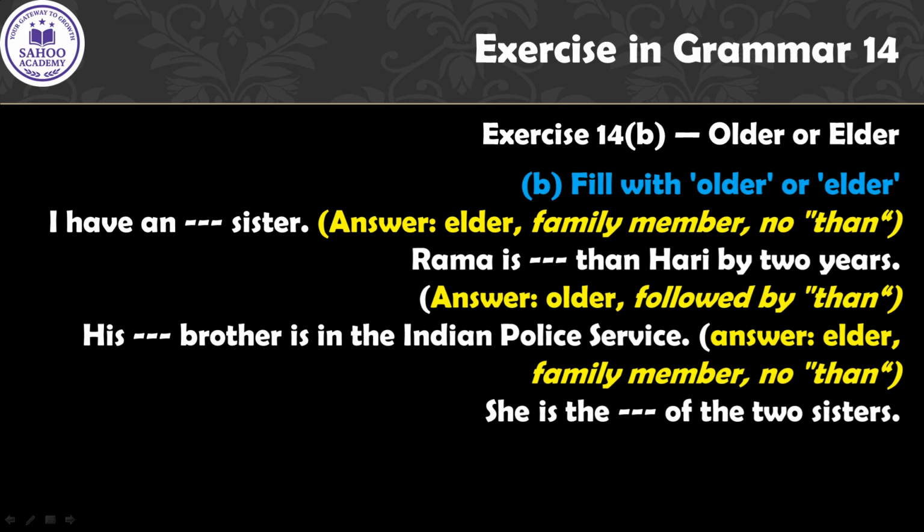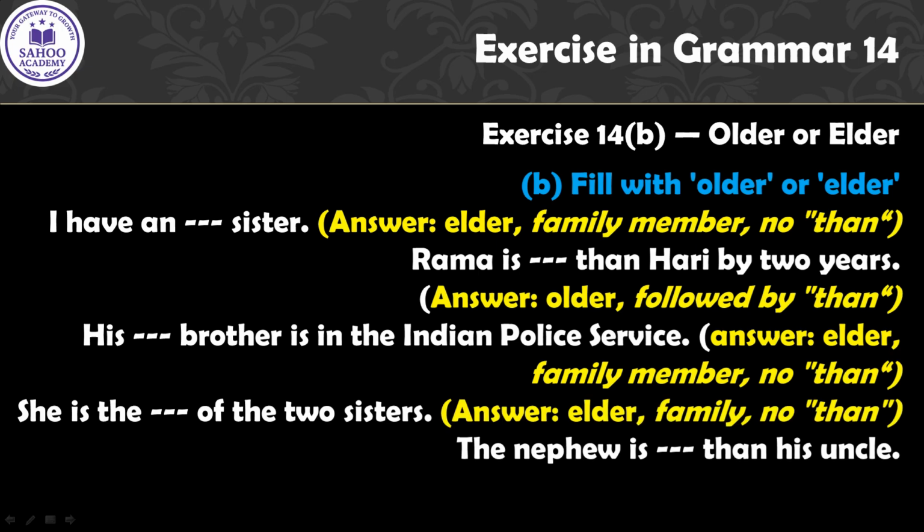She is the dash of the two sisters. Think about the answer. Yes, this also refers to a family relationship between sisters. So we use elder, not older. And we can't find than in the sentence either. So we will use elder. The answer will be: she is the elder of the two sisters. Clear? Now sentence number 5.